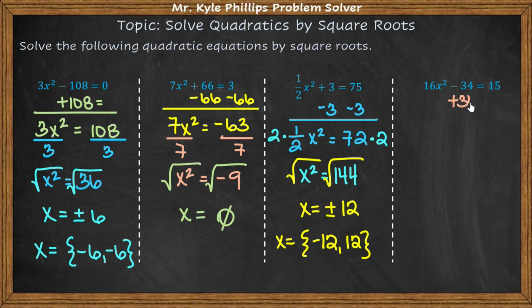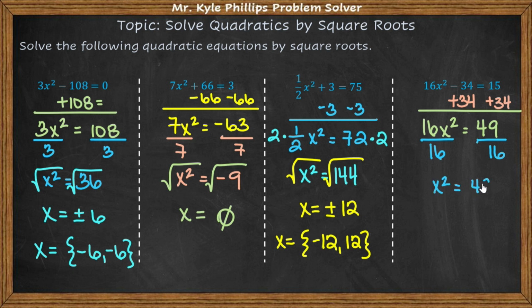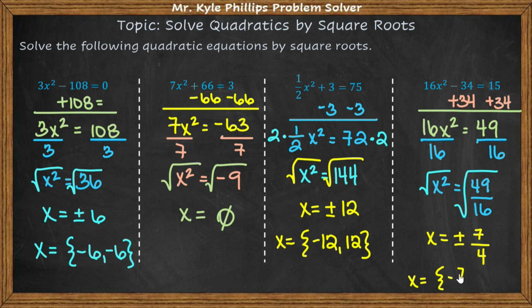Here, we're going to add 34. Then we'll divide by 16. And we'll take the square root. Now, when you take the square root of a fraction, all you're doing is you're taking the square root of the numerator and the denominator. So our solutions here will be plus or minus the square root of 49 divided by the square root of 16. And then here I would say negative 7/4 and positive 7/4.